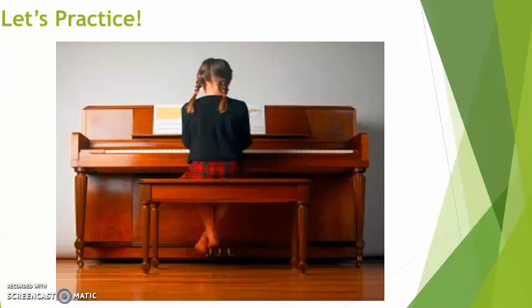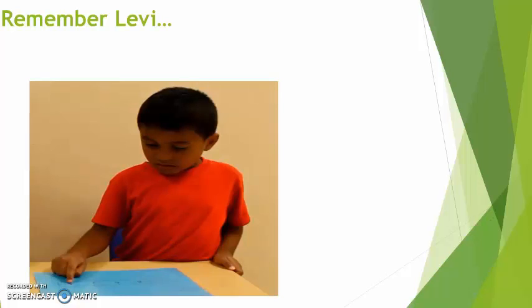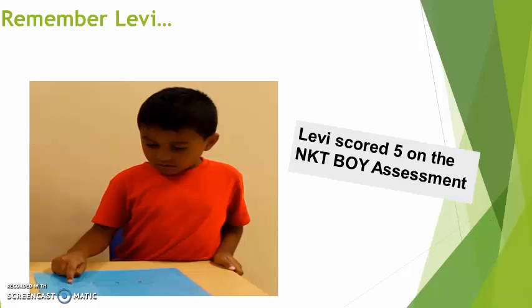Now we're going to take a moment to dig back in and practice figuring out where some students might be, thinking about their cut scores and what we know. I want you to think back to the training you did online where we watched students' videos and we practiced giving them assessments. You may remember Levy. Levy was a young man that you had an opportunity to virtually watch and practice giving his assessment. Thinking about Levy, Levy scored a 5 on the number knowledge test beginning of year assessment.